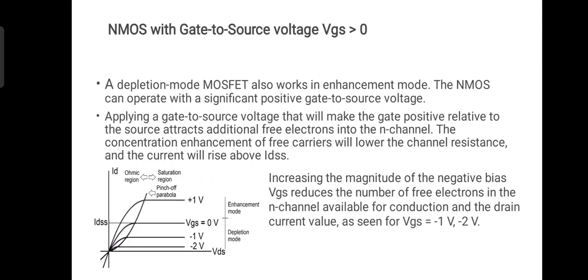NMOS with gate to source voltage VGS greater than 0. A depletion mode MOSFET also works in enhancement mode. The NMOS can operate in a positive gate to source voltage, applying a gate to source voltage that will make the gate positive.